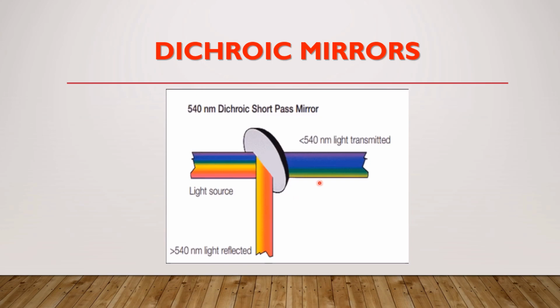I'm sorry, I will explain it again. This is a dichroic mirror. So this is a short pass 540 nanometer dichroic mirror. You know about the short pass, but the mirror is different. Here the dichroic mirror is placed at a 45-degree angle, where the incoming light will reflect the light above 540 nanometer, and it will transmit the light below 540 nanometer in this example. Got it? Okay.